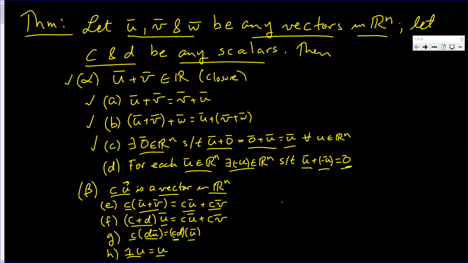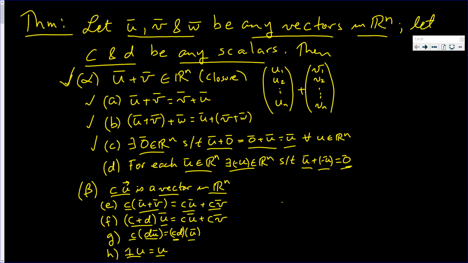And lastly, 1 times u is just u. Now, let's see if we can do this. And in alpha, it should say x to the n. Maybe I will do this right here. So let u equal u1, u2 up to un, plus v, which is v1, v2 up to vn.